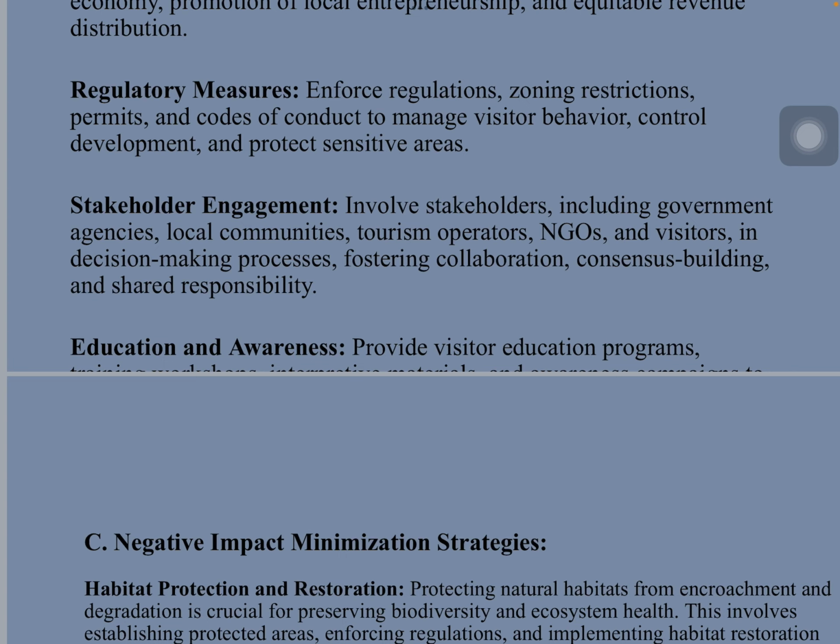So it involves stakeholders including government agencies, mga local communities, tourism operators, NGOs, and visitors in the decision-making process, fostering collaboration, consensus building, and shared responsibility. Okay, so meaning to say, we need getting everyone involved. So like ang akong gihambal, governments, locals, tourism companies, and visitors, to make decisions. So it's about working together, finding agreement, and making sure everyone takes part in taking care of things. So education and awareness.